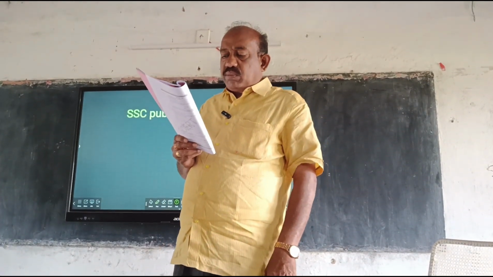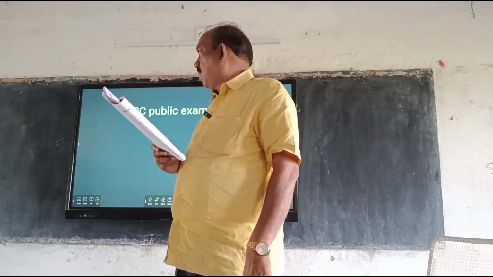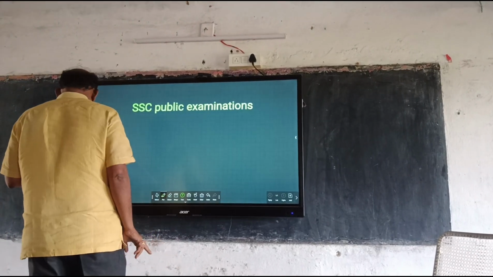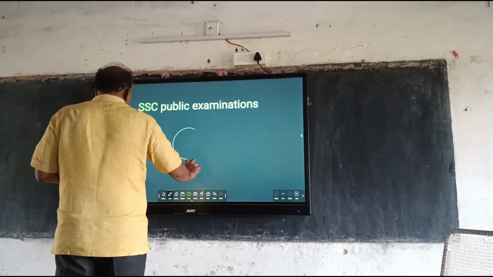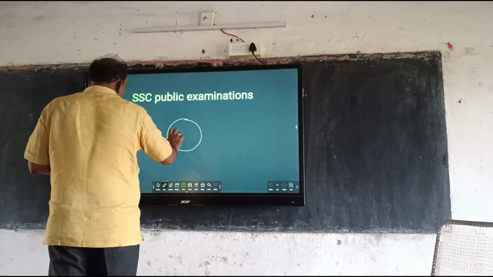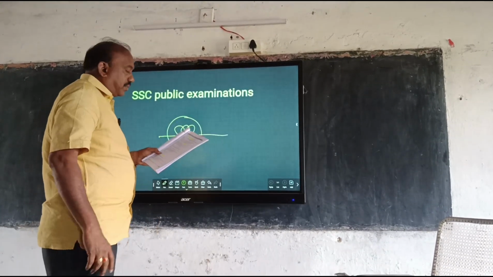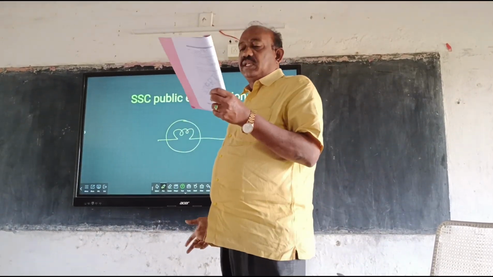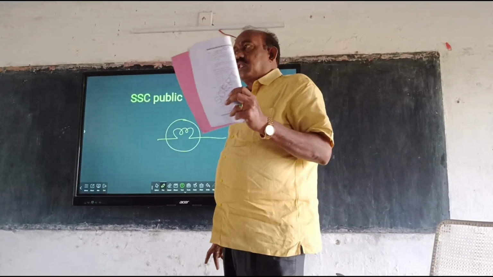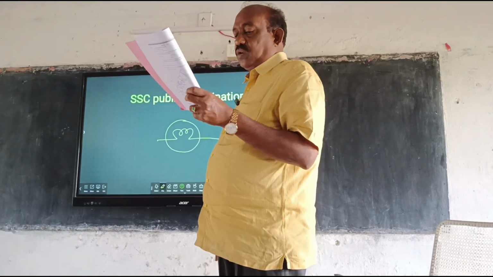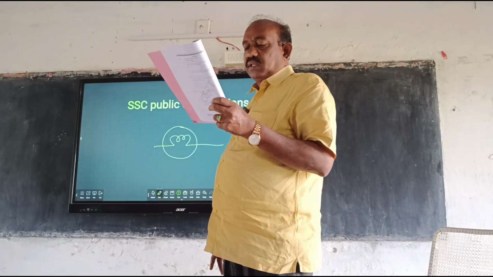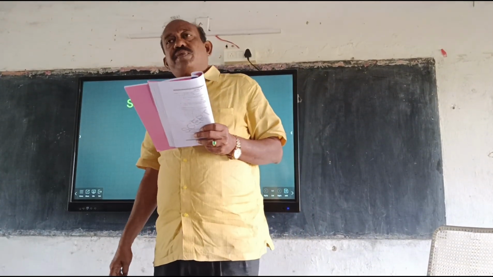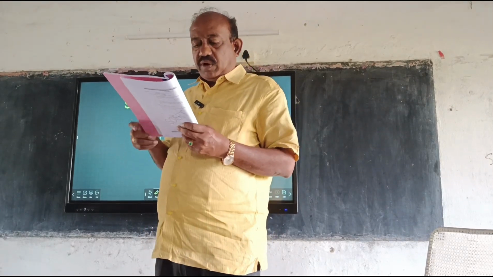Next, draw the symbol of an electric bulb. You know the symbol of an electric bulb. Write it like this, very simple. You will get one mark. So here, 7 questions are completed. The last one is, 1 kilowatt hour, how many joules? 3.6 into 10 to the power of 6 joules.